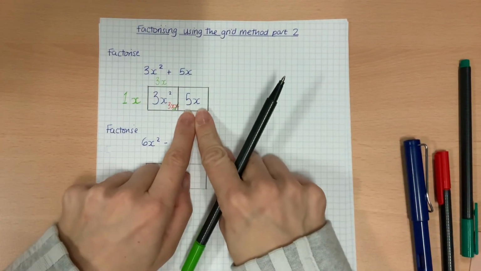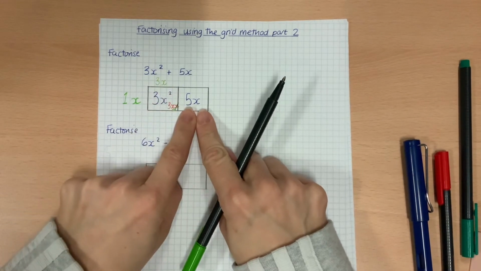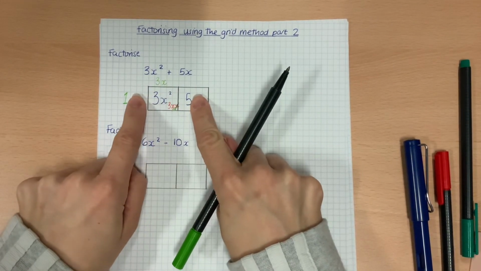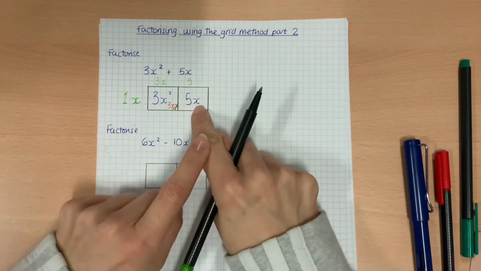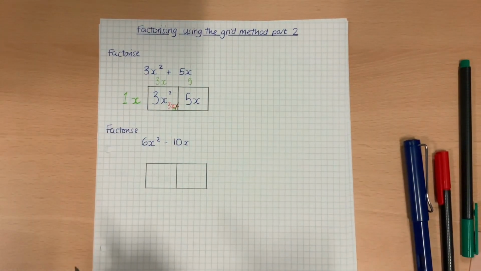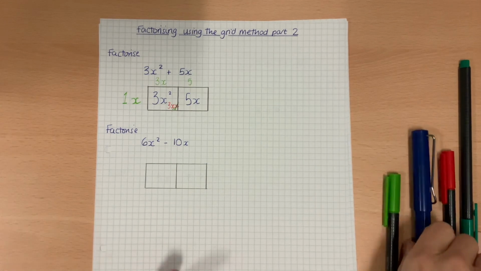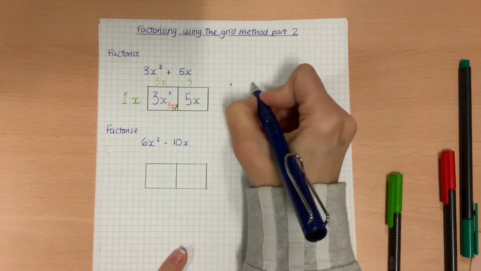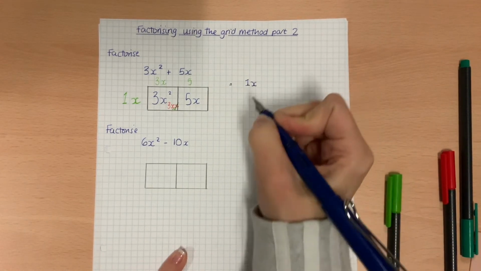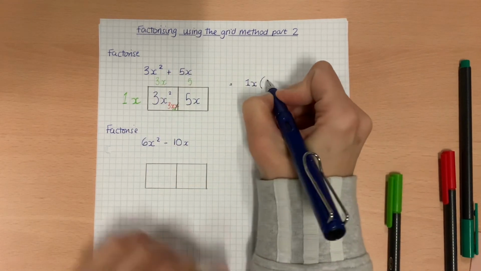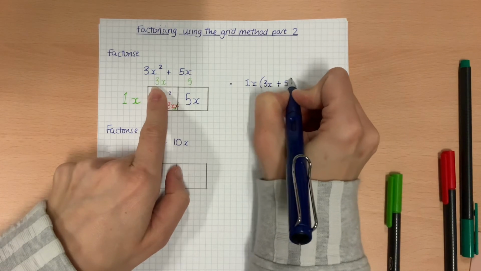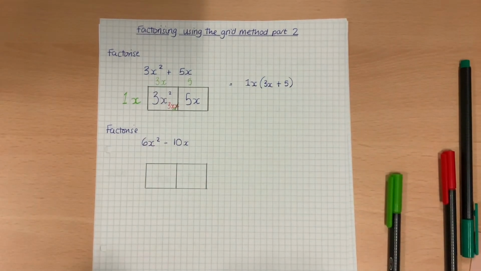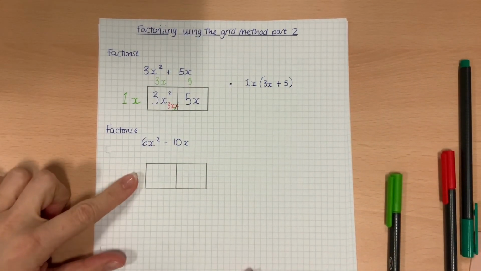Then this part, we'll ignore the x. 1 times what makes 5? 5. I've already got an x out here, so I don't need to put anything else. So my answer would be 1x on the outside, and on the inside of the bracket, remember, is what's along the top: 3x plus 5.